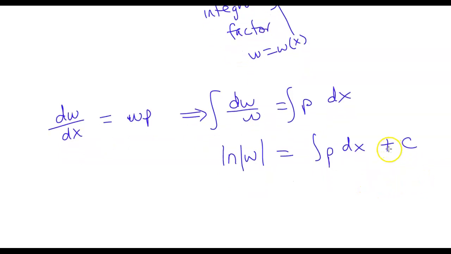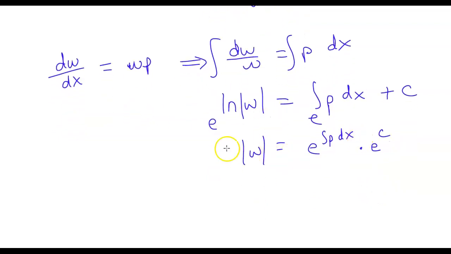Now, once that's done, to solve for W, I could use my exponential rules to make this an exponential equation where the base is e. Of course, on the left side, this ends up being absolute value of W. And over here, I know that this could be rewritten as e raised to the integral of P dx times e raised to the C.